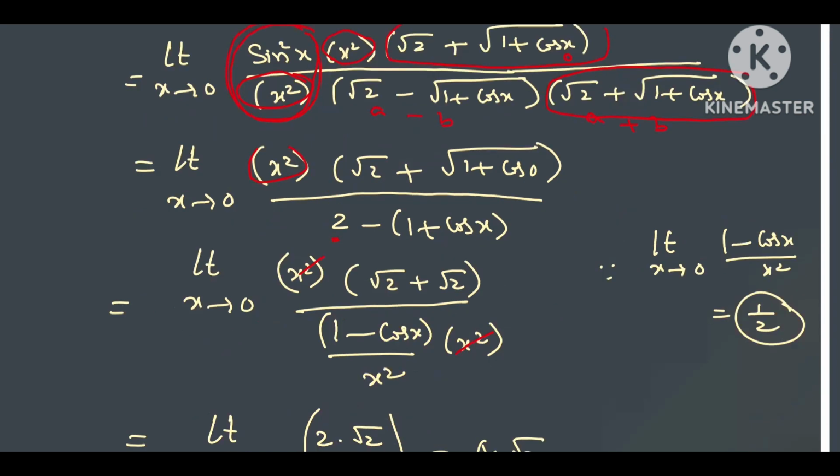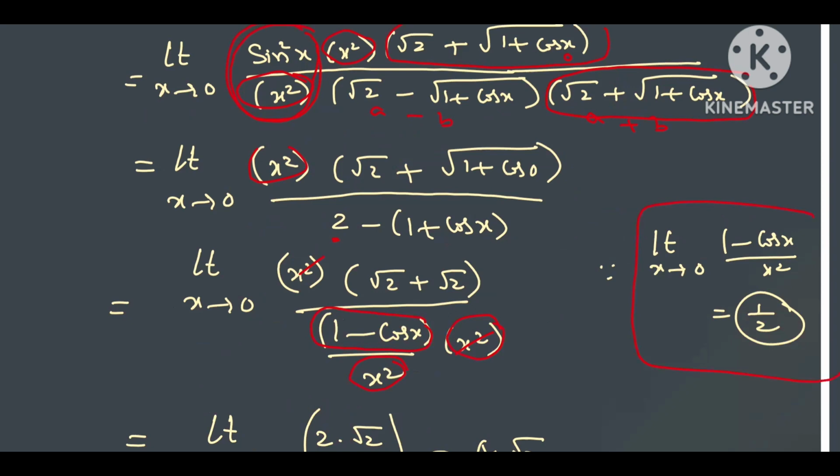Now limit x tends to 0, x square into root 2 plus root 2, we get 2 root 2. The denominator value, how much? 2 minus 1 minus cos x is nothing but 1 minus cos x. In the denominator, we divide and multiply by x square. Why? Because we have one formula, limit x tends to 0, 1 minus cos x by x square is 1 by 2.